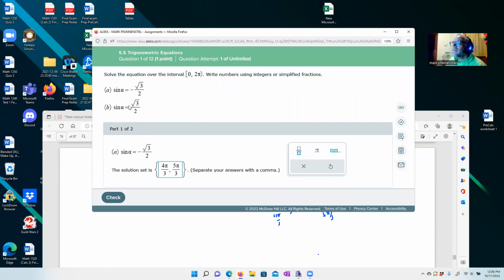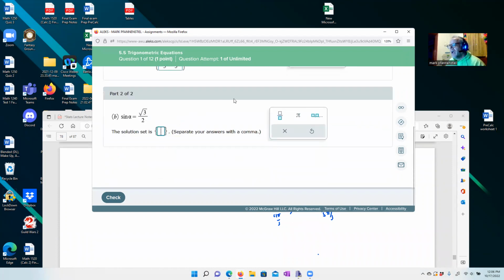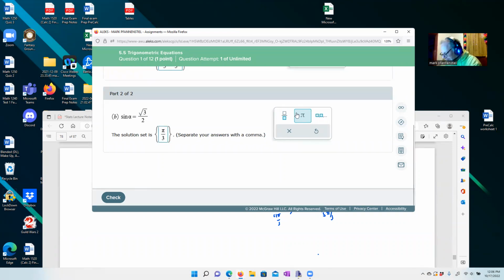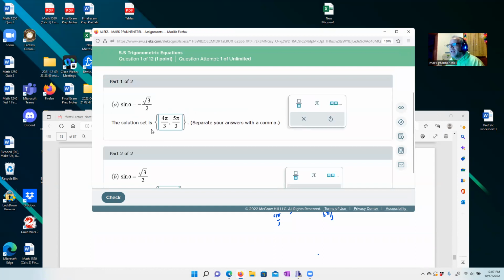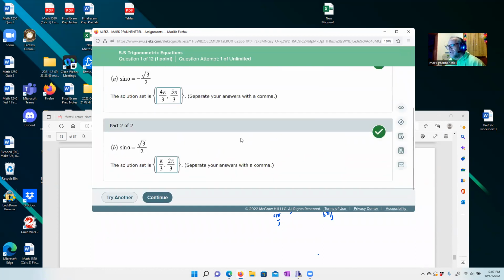And then part B. Is that positive or negative? It looks positive. So that's where they want the pi over 3 and 2 pi over 3. That's quadrant 1 and 2, where it's going to be positive. And then we have the negative ones up here. Check. Hopefully I read that correctly. Looks like I did.